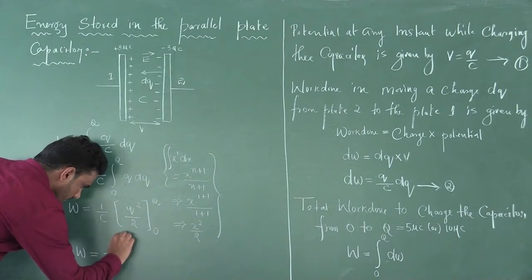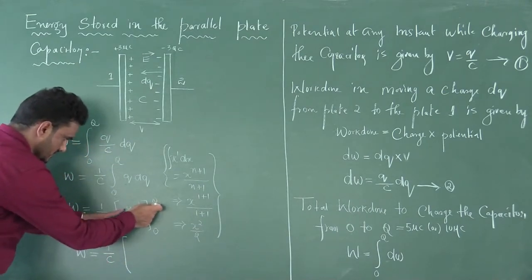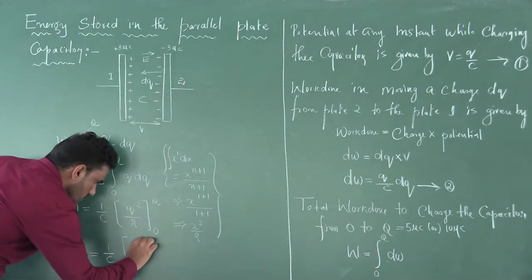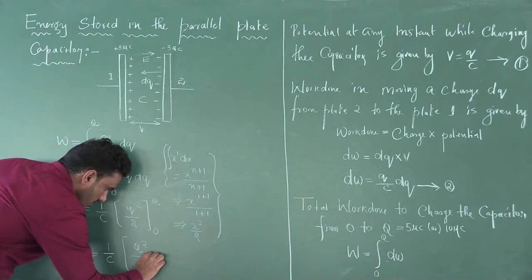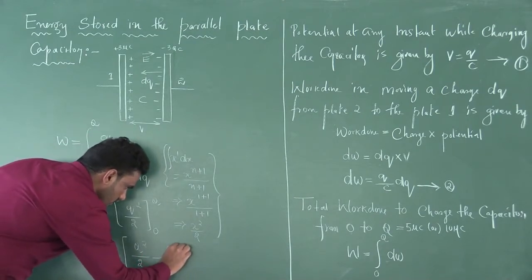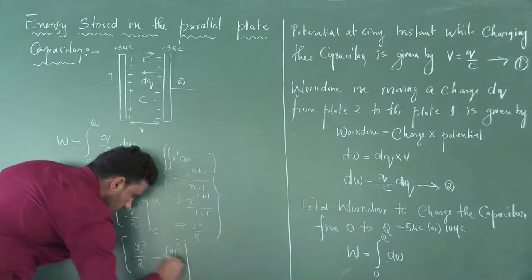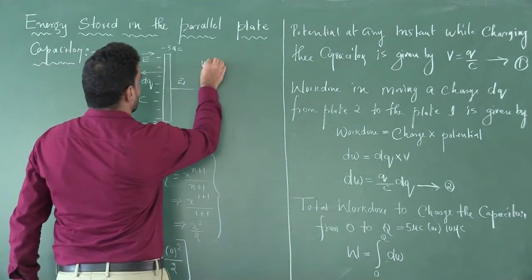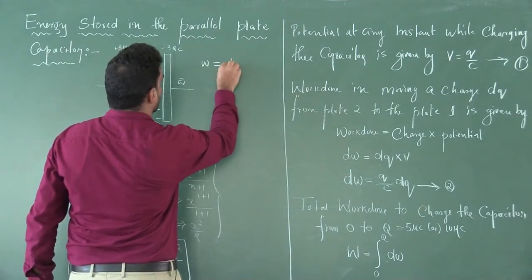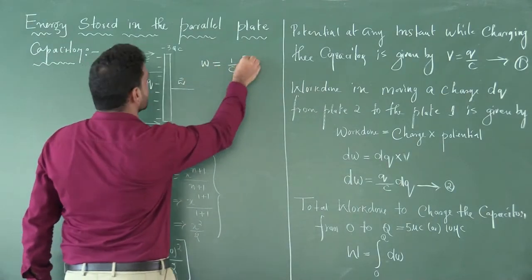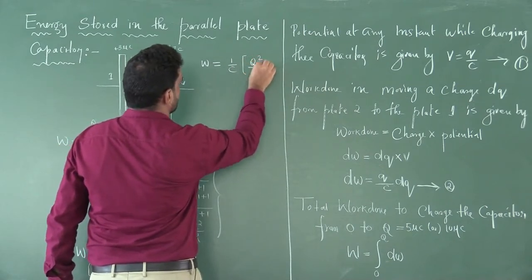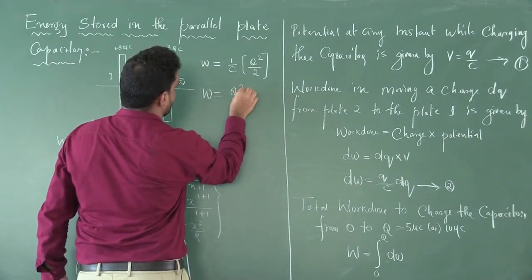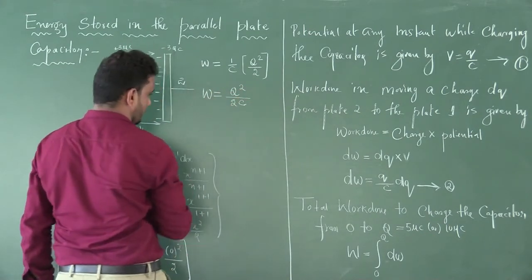1 over C to the variable, first upper limit minus then lower limit: Q square divided by 2 minus 0 square divided by 2. So it will cancel. So what you'll get, W is equal to 1 over C into Q square by 2. So I can simplify like this, Q square divided by 2C.